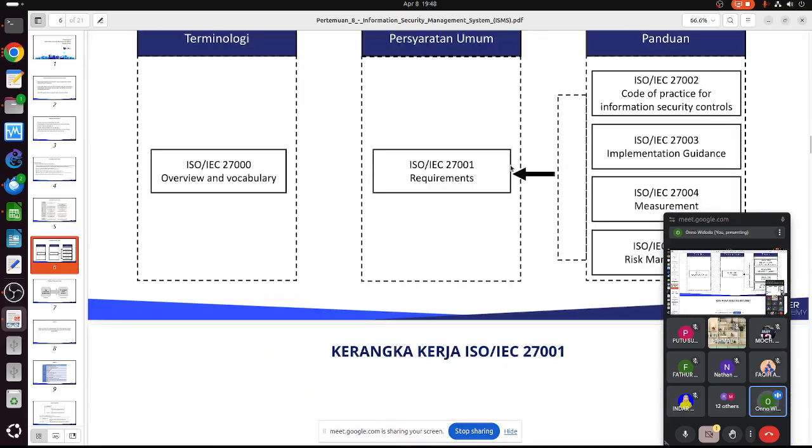What we normally read is this one, the requirement. If we need to see some terms, we can check the ISO 27000. The requirement is 27001. The rest, the guidance, is this one. Okay, but all of this we have to pay for, so I don't have these things, to be honest. I don't want to pay. So I read from other books, where the writer read this standard. Okay.